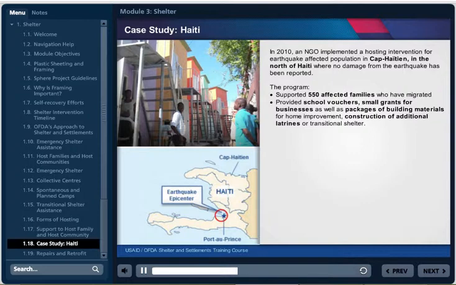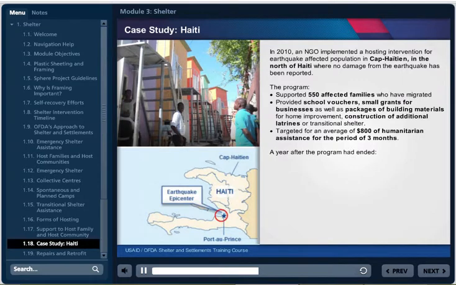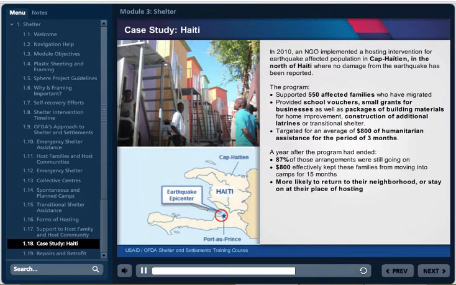Each hosting arrangement was targeted for an average of $800 of humanitarian assistance for the period of 3 months. A year after the program had ended, 87% of those arrangements were still going on. So for $800, we managed to effectively keep these families from moving into camps for 15 months. They are now more likely to return to their neighborhood or stay on at their place of hosting.